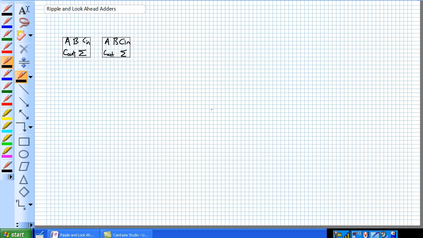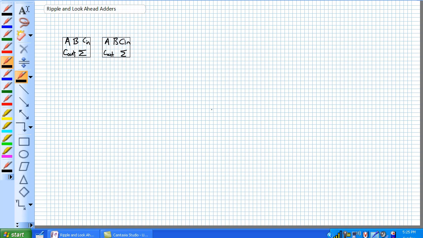Okay, today we're going to discuss in a little bit more detail the ripple versus look-ahead adders. If you remember our last discussion with adders, I just said, okay, look-aheads just look ahead. And I know that some of you out there in nerd land were just like, oh my gosh, tell me how. Okay, here it is. This is how it's done.